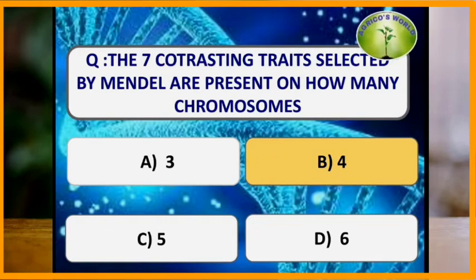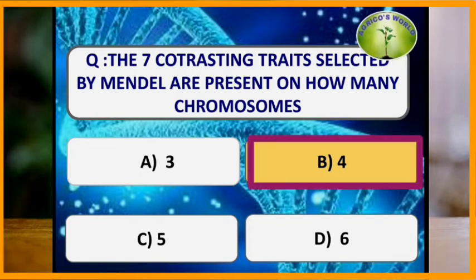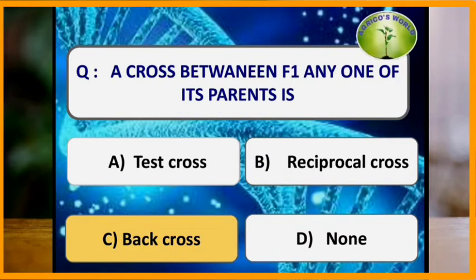The 7 contrasting traits selected by Mendel are present on how many chromosomes? The 7 contrasting traits selected by Mendel are present on 4 chromosomes. They are 1, 4, 5 and 7. A cross between F1 and one of its parents is called? When coming to the cross between F1 and one of its parents, it is a back cross. But when it is a cross between F1 and the recessive parent, it is a test cross.